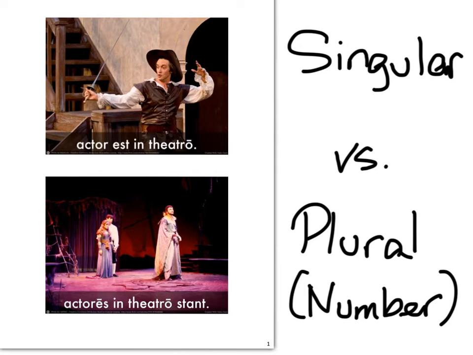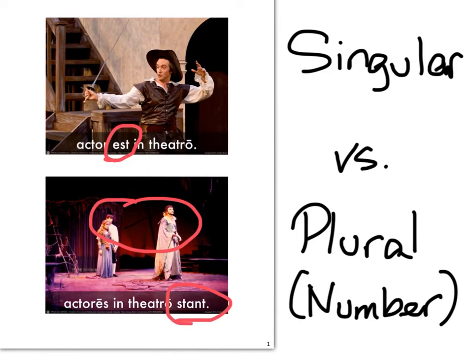If you look at these two examples, let's take a peek at the verbs. The first one, actor est in theatro. There is only one actor, so we have a singular verb. That verb, of course, is est. In the second example, actores in theatro stant, we have multiple actors as the subject, and they are all standing, so we have a plural verb.